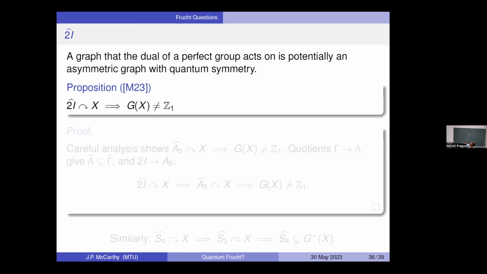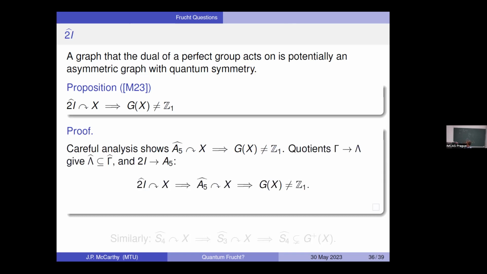So any graph that a perfect group acts on, the joule of a perfect group, is potentially a symmetric graph with quantum symmetry. So we looked at the joule of A5. We actually had some errors, but they've since been fixed. The joule of A5, which is perfect, whenever that acts, you have symmetries in the graph. So more careful than we were in the paper: if the joule of A5 acts, it's not an asymmetric graph.